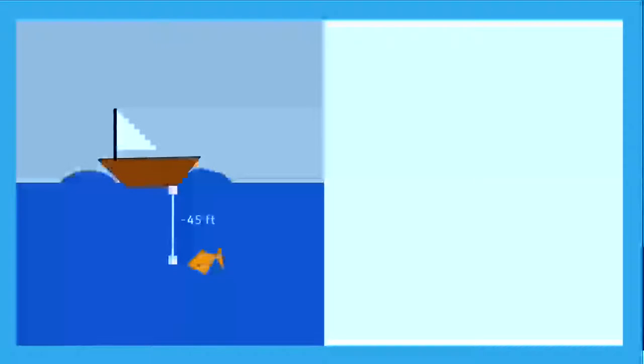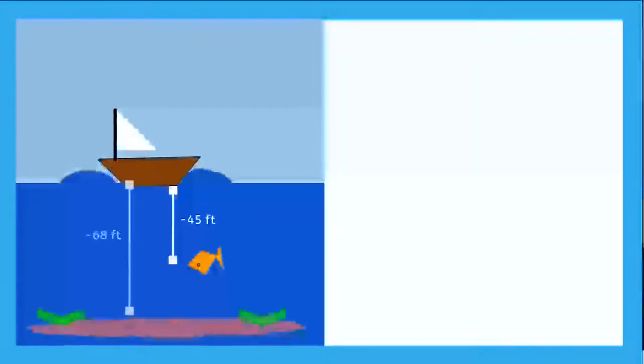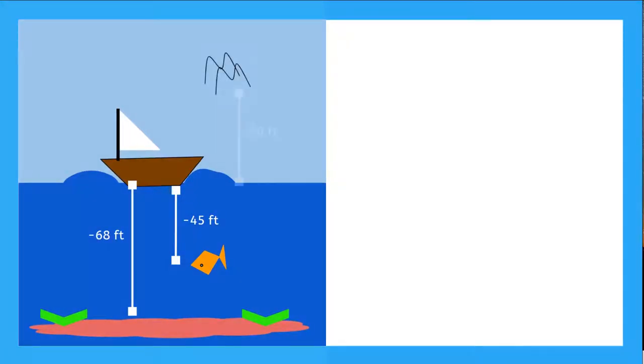Oceanographers floating on a boat are studying animals that can be observed from sea level. From where they are, they can spot three different species. The clownfish at negative 45 feet, or 45 feet below sea level. The coral reef is at negative 68 feet, or 68 feet below sea level. And there are silver gulls flying 50 feet above them. They want to know what species is closest to sea level.